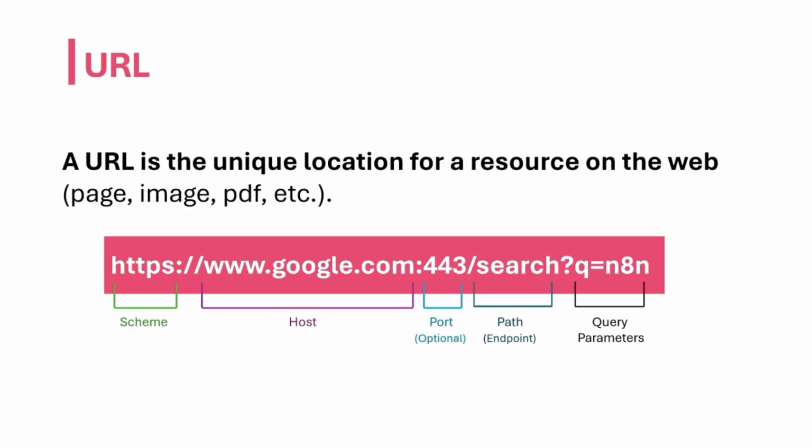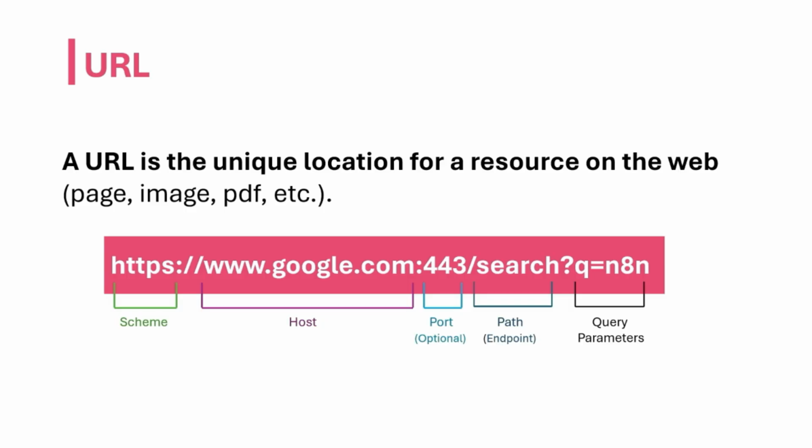Then www.google.com, this is the host or domain name. It points to the server where the resource lives. Then :443, this is the port. This is the optional part. If it is not mentioned, then the browser uses the default ports like 80 for HTTP or 443 for HTTPS. Then comes our /search.